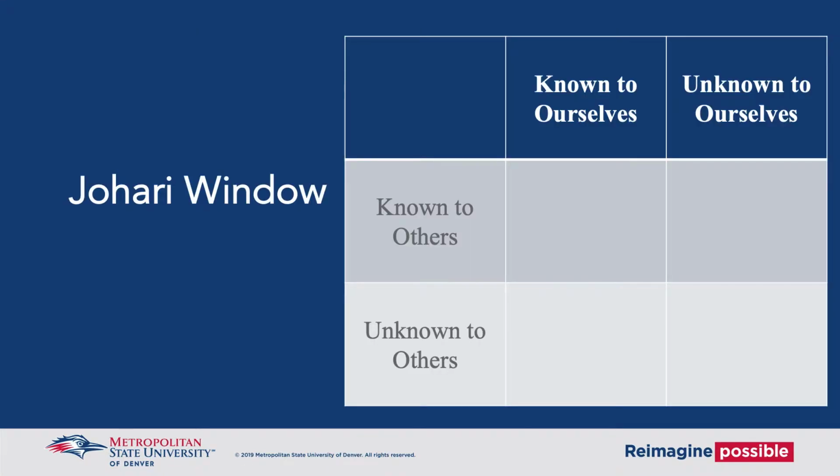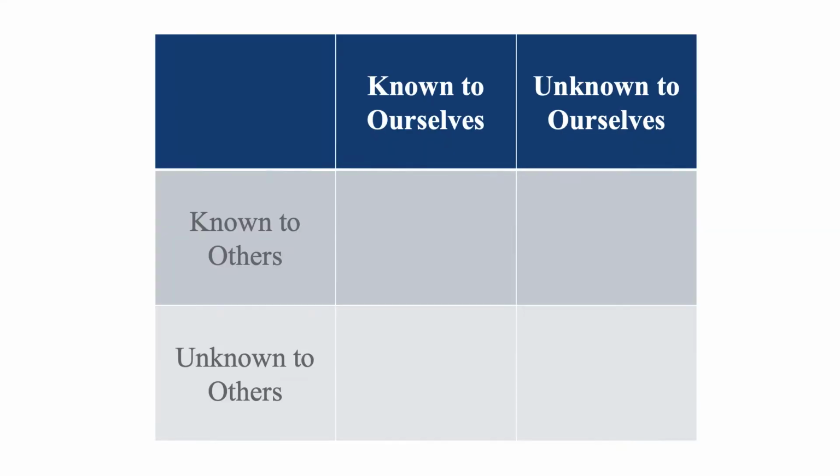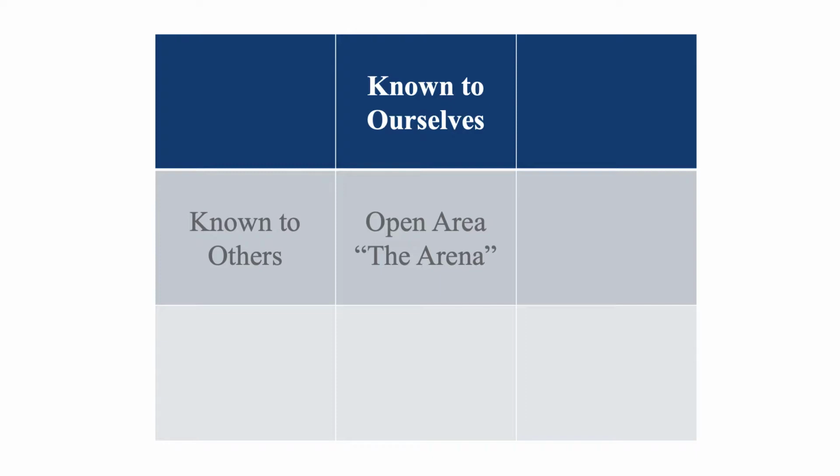This is the Johari window. It's a 2x2 table. The columns are things that we know about ourselves and that we don't know about ourselves. And the rows are things that other people know about us and things that other people do not know about us. So the top left quadrant is what we call the open area or the arena.